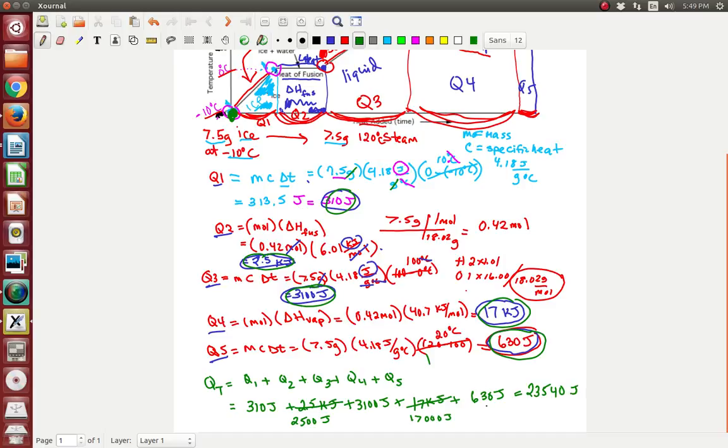Now we've got to figure out the sig figs. When you're adding, you look at decimal places. Unfortunately, the one that's the least precise is this one. It only goes to the thousands place. So technically, I should end right there, and my number would be 24,000 joules of energy to heat up 7.5 grams of ice to make it 7.5 grams of steam at 120 degrees. And the ice started out at negative 10 degrees.